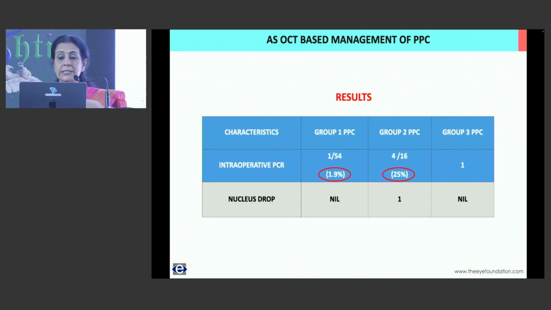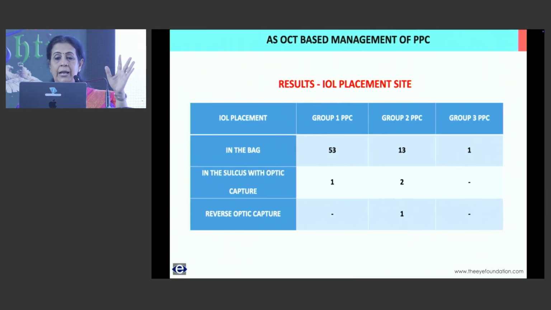In the second group, out of 16, there were 4 eyes. Although the ASOCT said that there's going to be a rent, it was so only in 4 eyes. So only 25% predictive value was there. And as far as the IOL placement, out of the 54 eyes in group 1, in only 1 it was placed in the sulcus with optic capture.